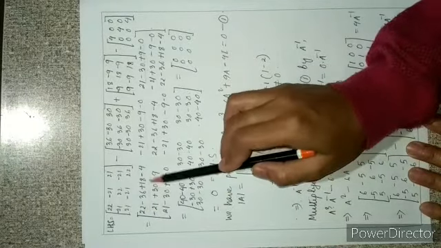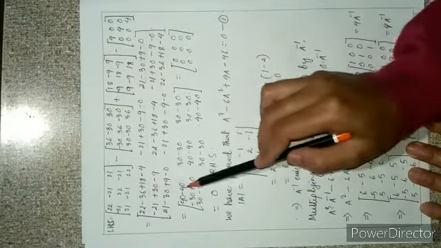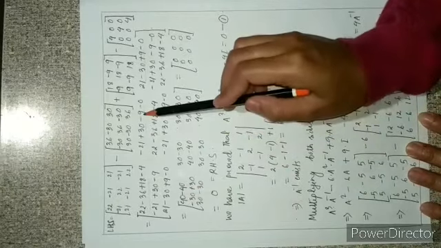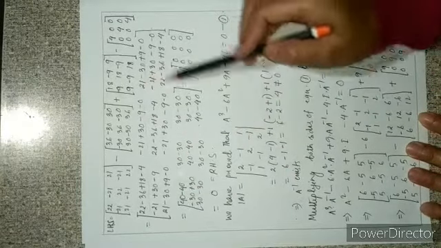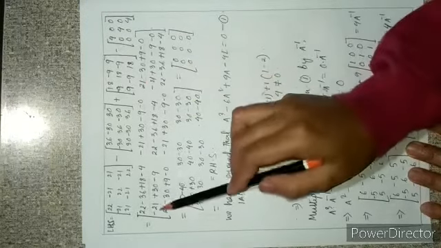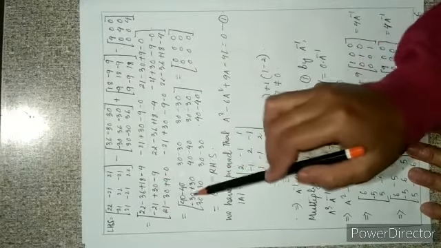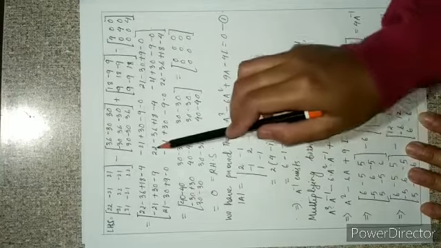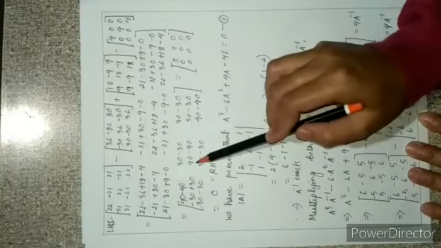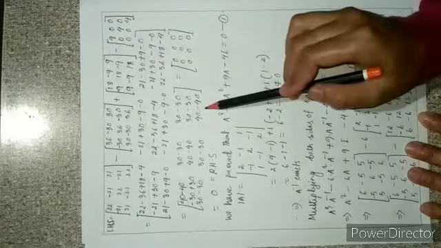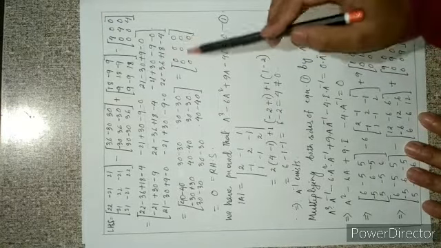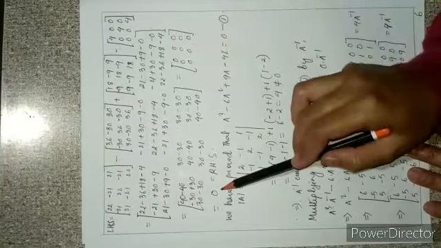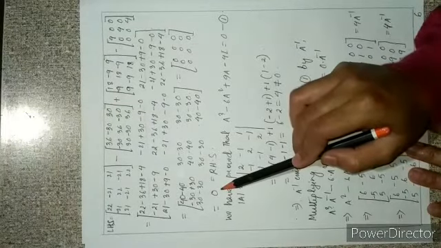22 plus 18 is 40. Minus 36 minus 4 is 40. Minus 21 plus minus 9 is 30. Minus 30: 21 plus 9 is 30, 30 minus 30. Minus 21 plus minus 9 is 30, plus 30. Minus plus 22, 18 is 40 minus 40. The value is zero. Subtracting, all the elements are 0. This matrix is equal to the O matrix. O matrix means zero matrix.